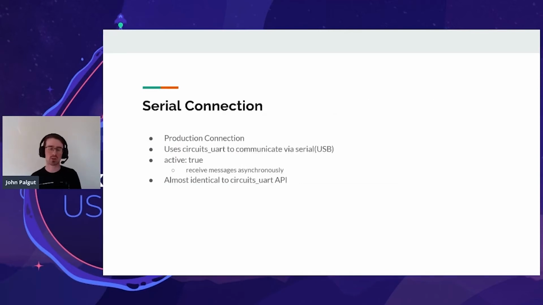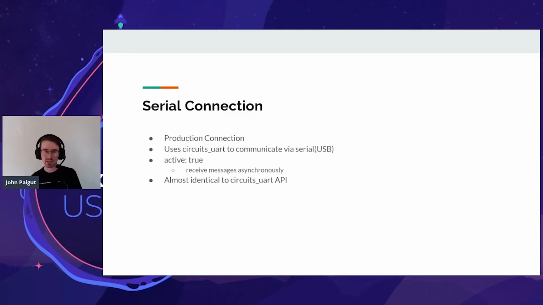So this is our production connection. This is the one that actually uses the Circuits UART library to send messages to the printer over USB. And when I was designing the connection protocol, I took a look at the Circuits UART API because I knew that at the end of the day, that was the most important one, and that was the one we wanted to mimic closely.